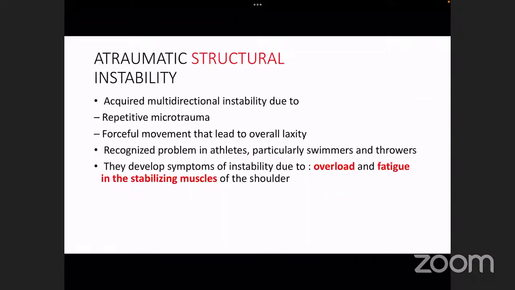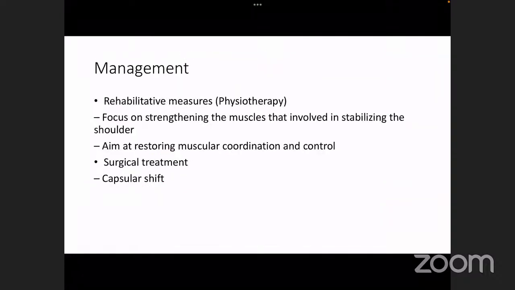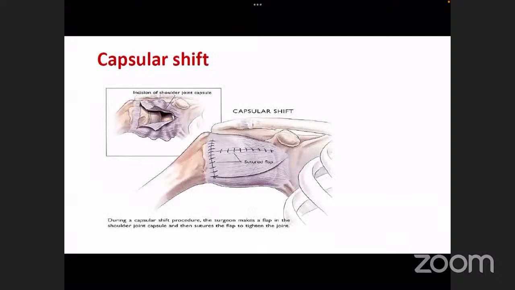So to study these things in detail, there is traumatic instability, as I said before, and acquired multidirectional instability: repetitive microtrauma caused by forcible movement that increases the overall laxity, a recognized problem in athletes due to overload and fatigue. The management will always be rehabilitation, mainly concentrating on periscapular strengthening. The most important thing in the physiotherapy plan of these patients is to control the muscle coordination, especially the muscles around the scapula. If it fails, you have to go for capsular shifting. Shifting, not shrinking. This is capsular shifting.